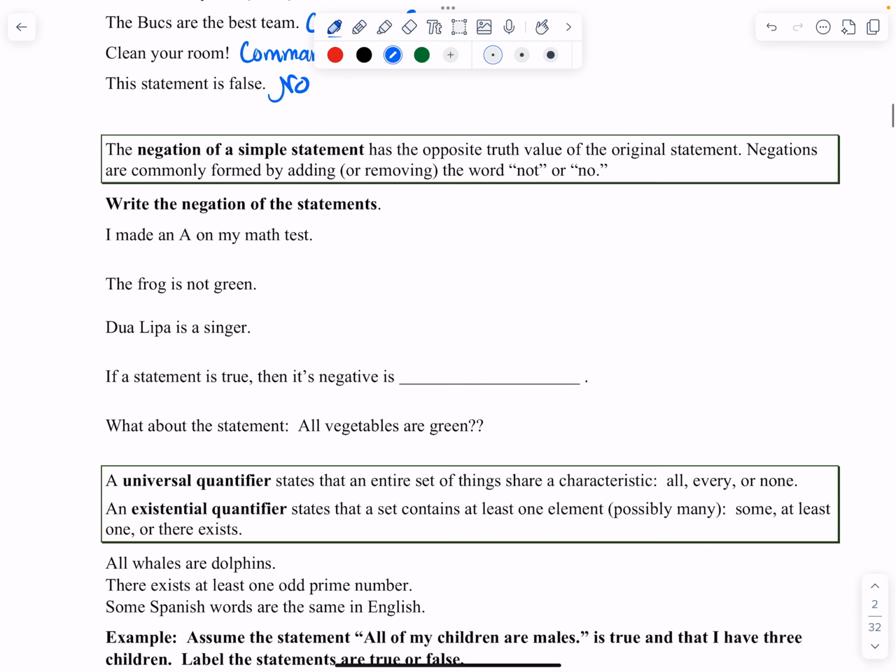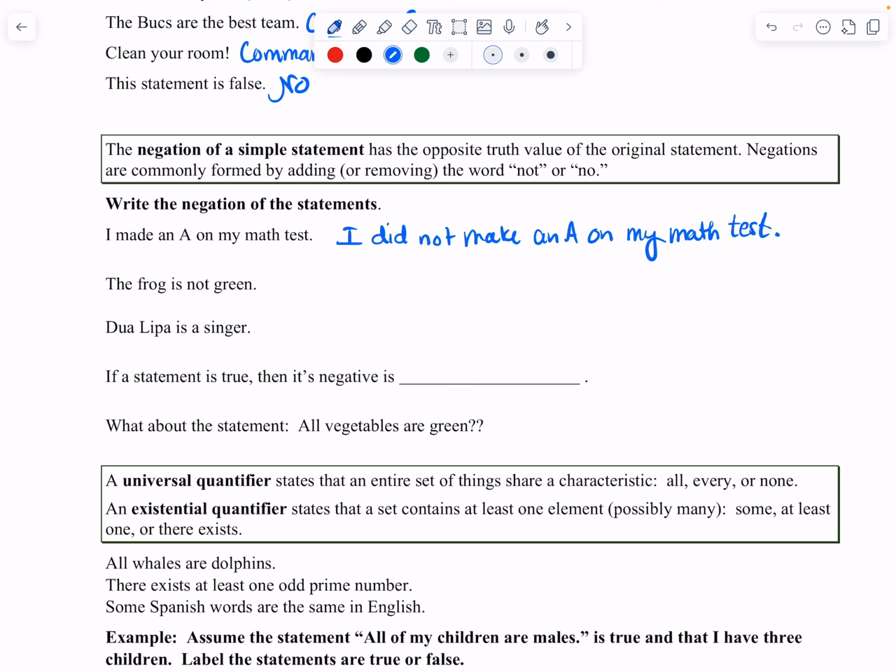Okay, so the negation of a simple statement has the opposite truth value of the original statement. Negations are commonly formed by adding or removing the word not or no. So write a negation of the statement: I made an A on my math test. So the negation of that would be, I did not make an A on my math test.